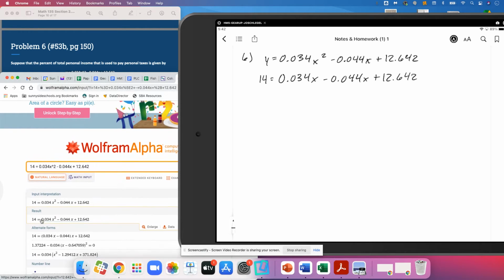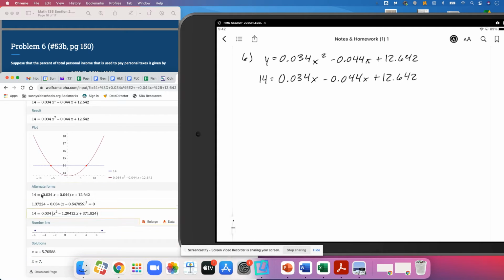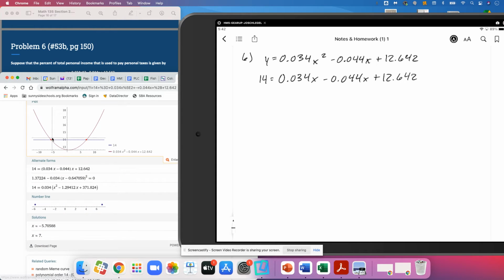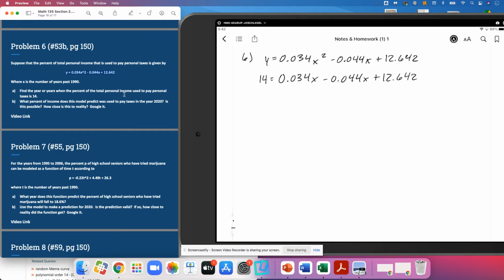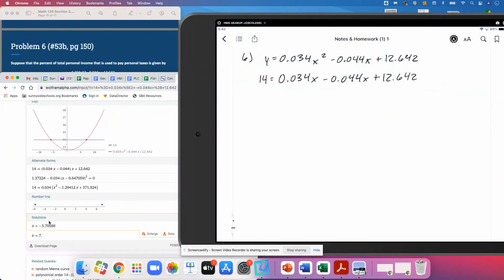And we end up with approximately 7. So, right there. And we also end up with a negative 5 point something. Again, negative time is not something that we are able to make a prediction about. So we are only able to say that the percent of income used to pay tax was about 14%. And this is years past 1990. So in the year 1997.